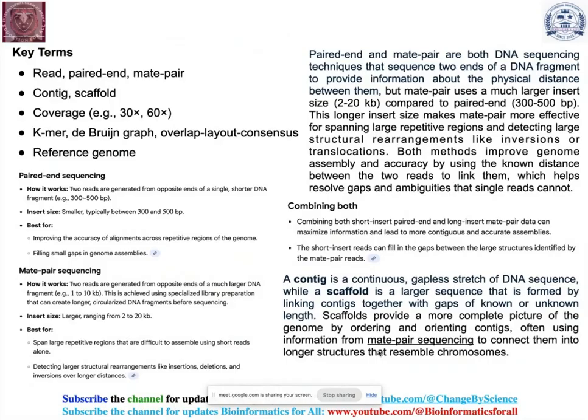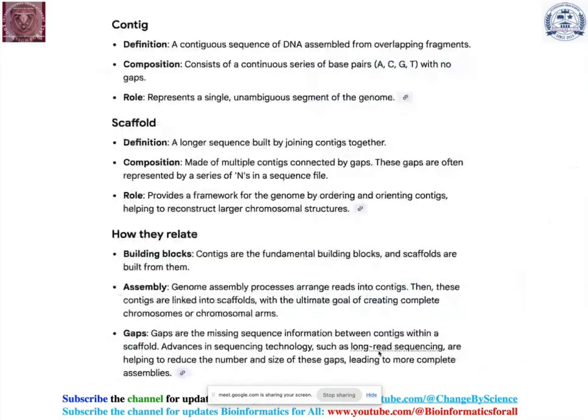Now, what is a contig? A contig is a continuous gapless stretch of DNA sequence, while a scaffold is a larger sequence that is formed by linking contigs together with gaps of known or unknown length. Scaffolds provide a more complete picture of the genome by ordering and orienting the contigs, often using information from mate pair sequencing to connect them into longer structures that resemble the chromosomes.